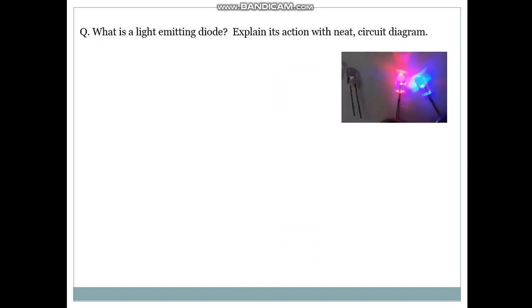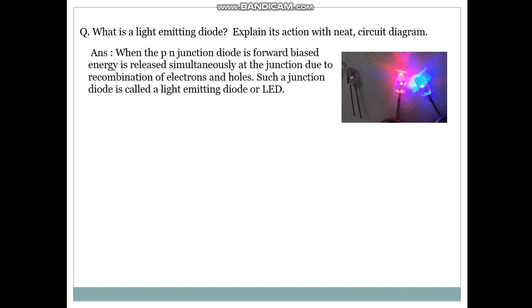What is a light emitting diode? What is the action? Let's see that. When a PN junction diode is forward biased, energy is released at the junction due to the recombination of electrons and holes. Such a junction diode is called a light emitting diode or an LED.